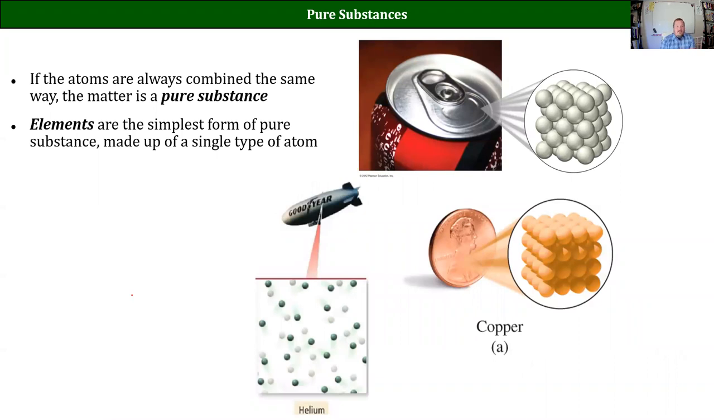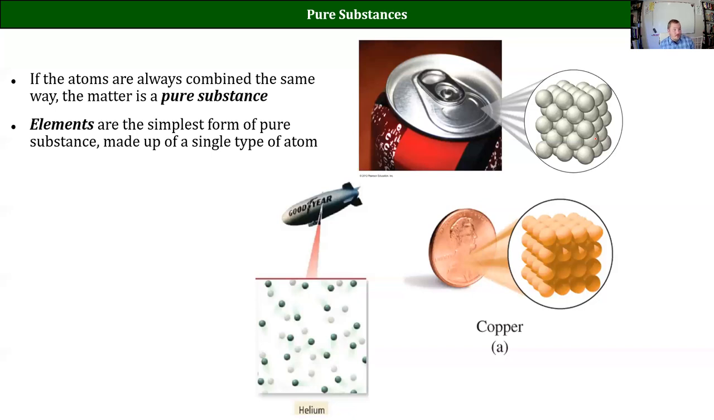All right, recap where we ended last week. We were talking about substances and whether something was a pure substance or not. And it came down to if the atoms are always combined the same way, then we called it a pure substance, meaning if you had a sample of aluminum metal, every atom that you pick is going to be identical to every other atom. Every atom is connected to all the other atoms in the same way. In other words, it's completely uniform.